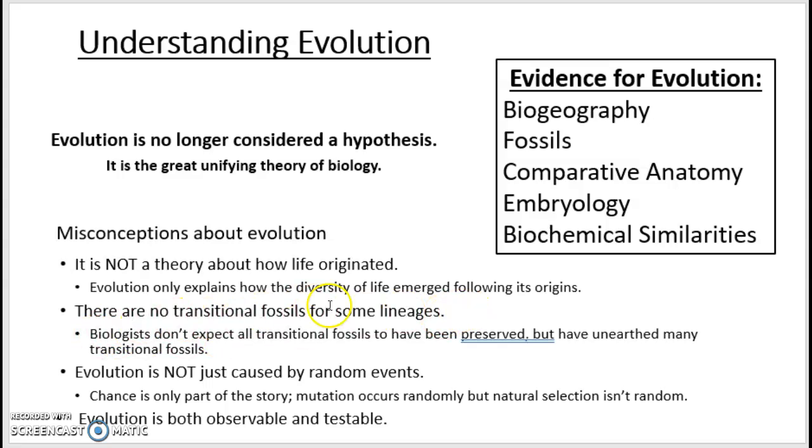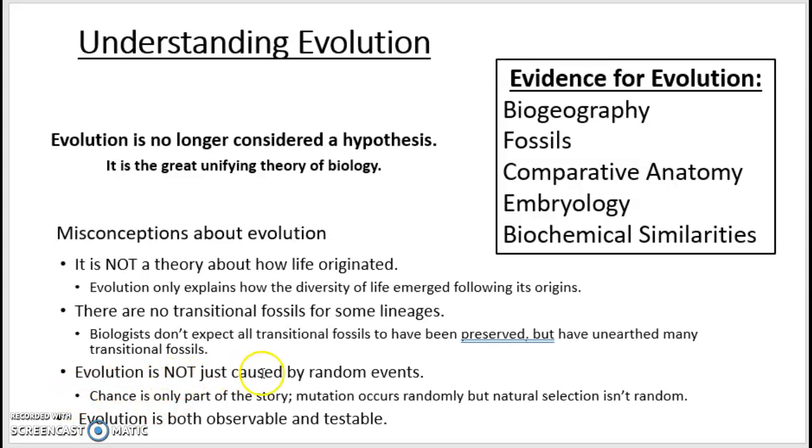Another thing, there are no transitional fossils for some lineages. And because there are no transitional fossils, some people think that then that didn't happen. That organism must not have come from whatever we're talking about. But the thing is, biologists don't expect all transitional fossils to have been preserved. But they have unearthed many transitional fossils. So we haven't found fossils for every organism that's ever lived. There's so many organisms that we don't even know about that are still alive now, we haven't even discovered. So there's no way that we could possibly discover trace evidence or any kind of evidence of all organisms that have ever lived. So we don't have the whole story, but we have a lot of pieces of it.